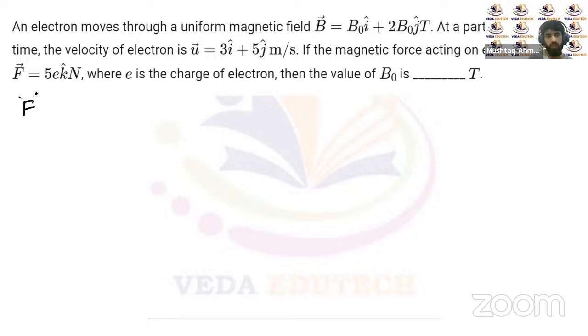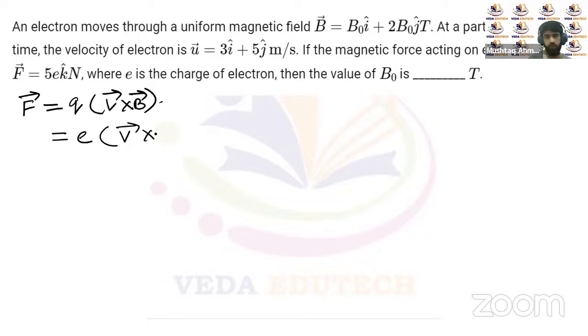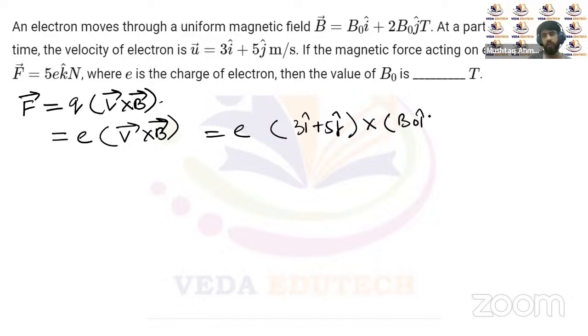We know that the magnetic force acting on a charge which moves at an angle of theta with respect to the magnetic field is equal to q v cross b. So this is the magnetic force acting on a charge moving in some magnetic field. Here the charge moving is the charge of electron, we'll replace q with e. We have to calculate v cross b. It will be e times v, given as 3 i cap plus 5 j cap, cross product with B naught i cap plus 2 B naught j cap. So we will calculate the cross product here.